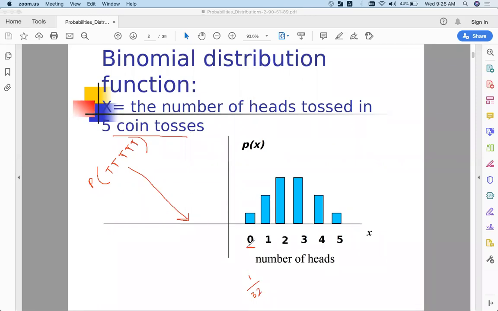This particular bar I'm explaining. This particular bar value is 1 divided by 32. Similarly, can you tell me what is the value of this? Same, 1 divided by 32. All are H, no T. What it means is when you flip a coin 5 times, what is the probability that all of them are heads? The probability is only 1 divided by 32.